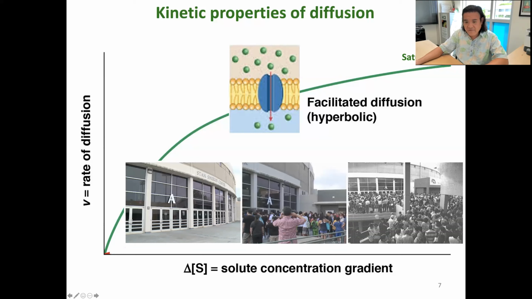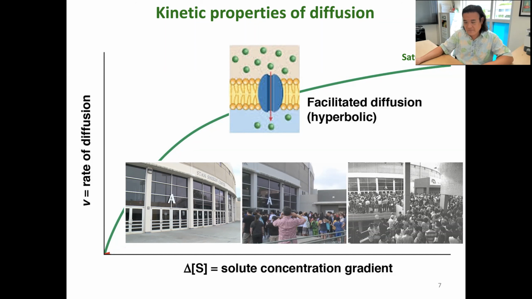So once you start having some fans show up, the rate at which they can get in at first is a pretty steep linear relationship because there's plenty of doors. Nothing is stopping or bottlenecking the fans from getting in. However, if you start having too many fans outside, the number of entrances remains fixed. So therefore you begin to saturate these entrance gates.